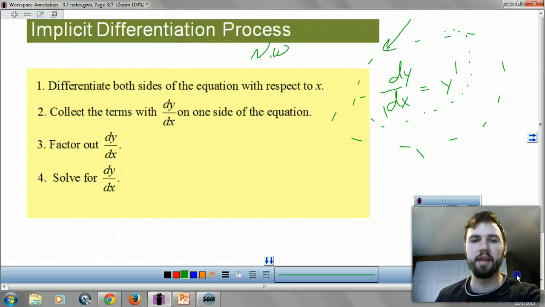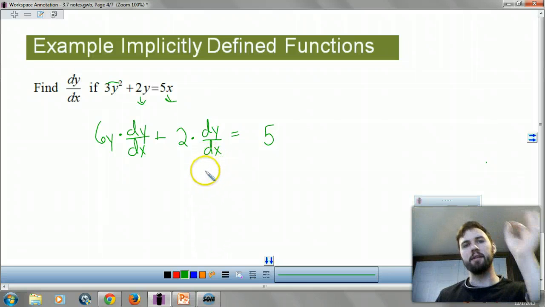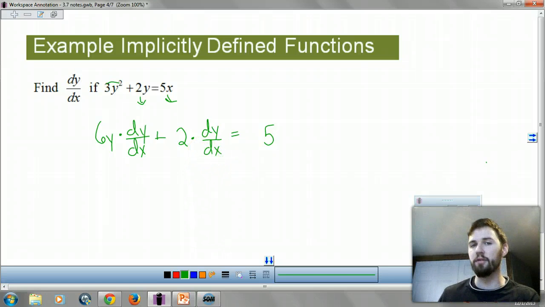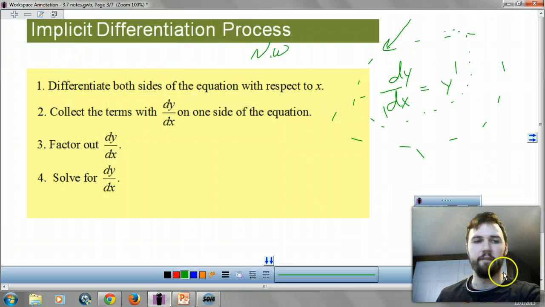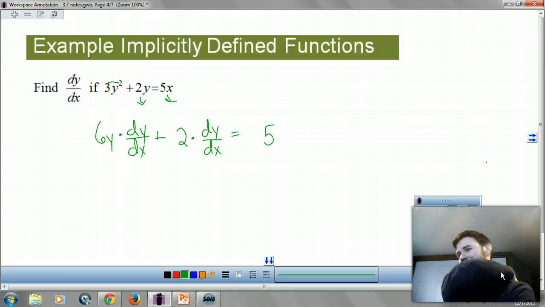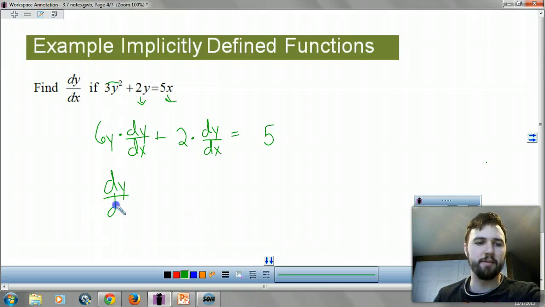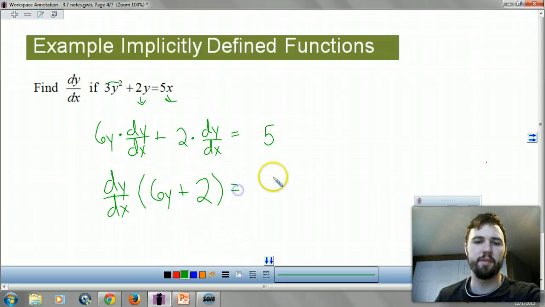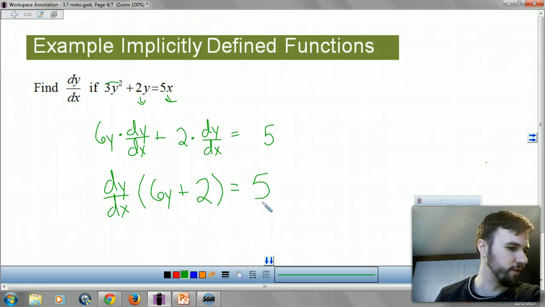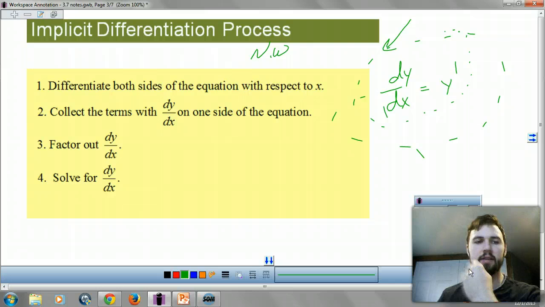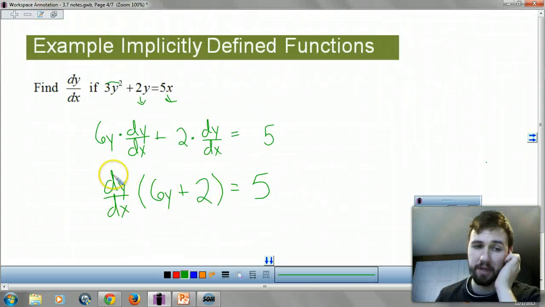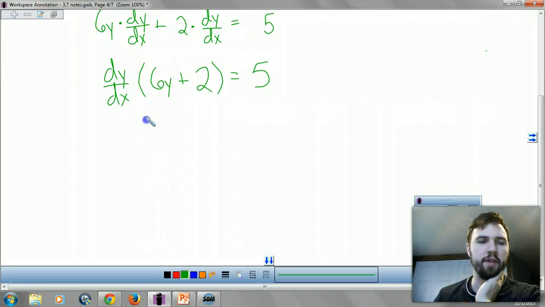Get all the dy over dx's to one side. Check. They're all on the left side, so we don't have to move any over. Okay? What next? Factor out the dy over dx. So we take out the dy over dx. So in here we're left with 6y plus 2. Still equals 5. Check my notes, make sure. Yep. Next, solve for dy over dx. So we need to get this by itself. So we divide both sides by 6y plus 2.